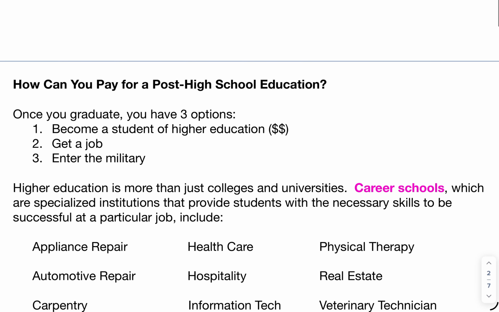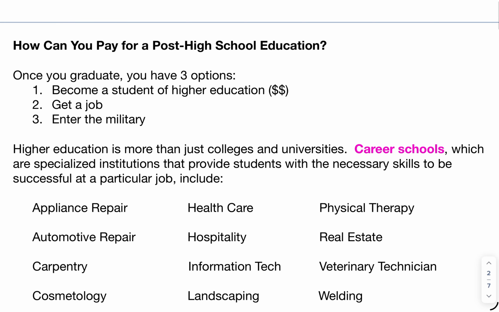All right, so here are the different scenarios that a student graduating from high school can go into. Here are the three paths. You can continue to become a student of what's called higher education, which is going to cost money. You can go out and get a job and become employed and start making money, or you can go into the military, and there are various benefits as well by going into the military. For this particular lesson, we're going to focus on number one, which is becoming a student of higher education.